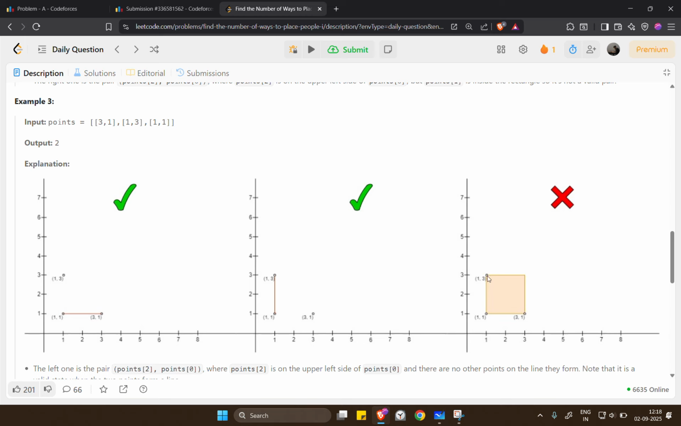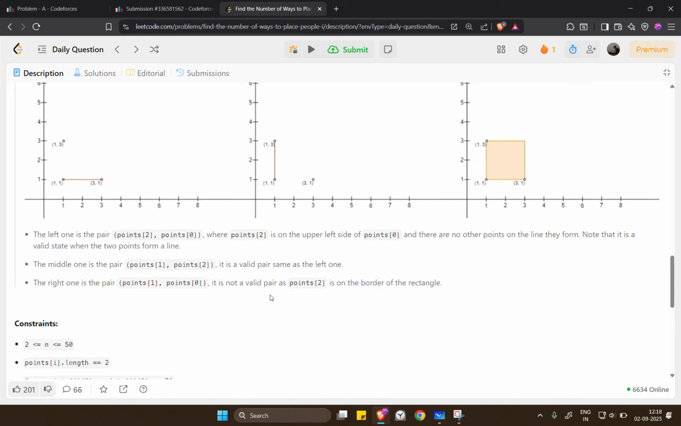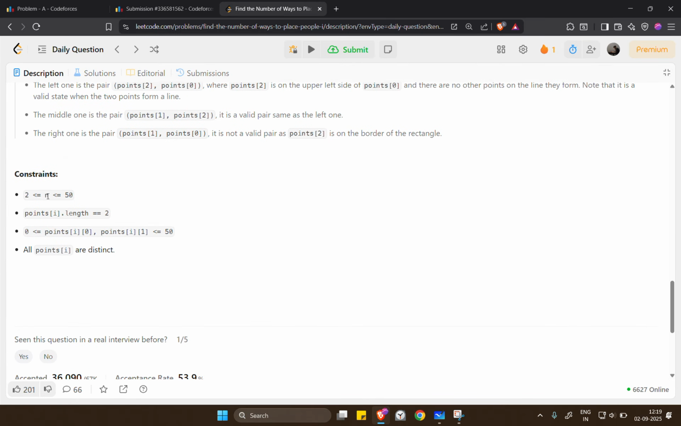So one more edge case to notice is that this is not a valid configuration taking into account 1 comma 3 and 3 comma 1 because 1 comma 1 lies on the border. Any other point should not lie inside the rectangle or on the border of the rectangle, so it should be completely excluded from that rectangle. So as we can see, constraints are like the number of points are up to 50, so we can very well write the order of n cube or maybe order of n power 4 solution, but order of n cube suffices as we are gonna see.